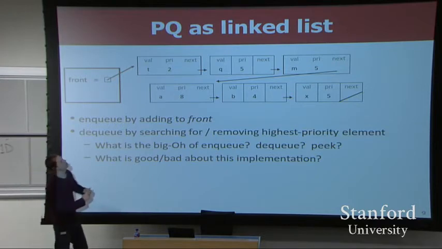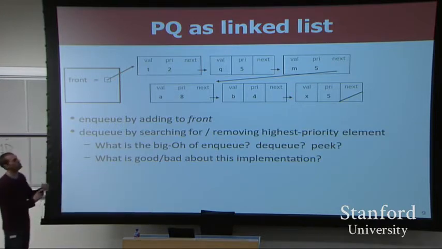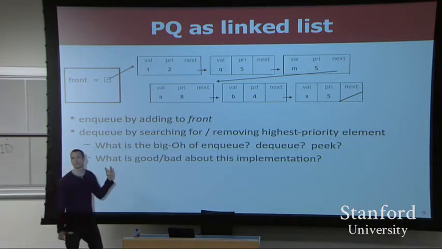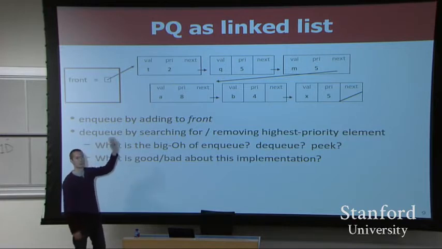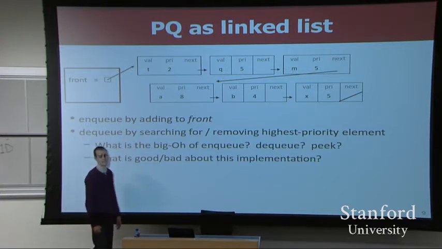So I could store the nodes as a linked list. You could enqueue by adding to the front instead of to the end, because it's slow to go all the way to the end. So now it's unordered. And it has some similar pros and cons to the unsorted array or vector, where if you want to find the most urgent one, you have to loop around and look for it, right? But it's faster to add things in.